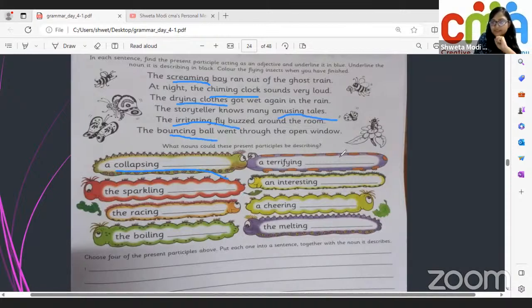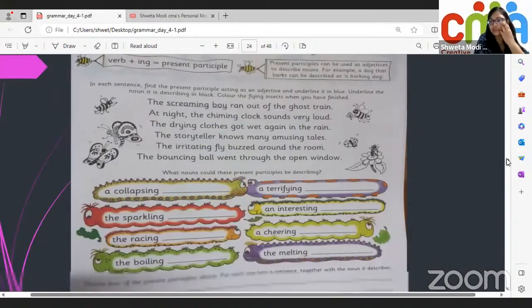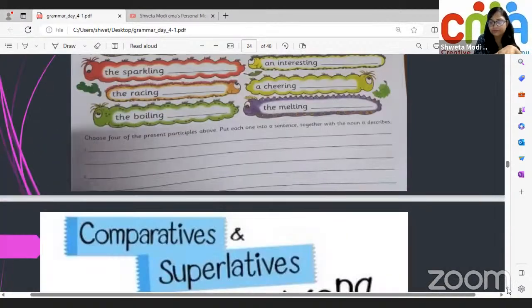So these are the examples of ing words behaving as adjectives, right? We call ing words present participles. Verb plus ing is present participle. Normally we use present participle for continuous tense, but here present participle is behaving as an adjective. Okay.